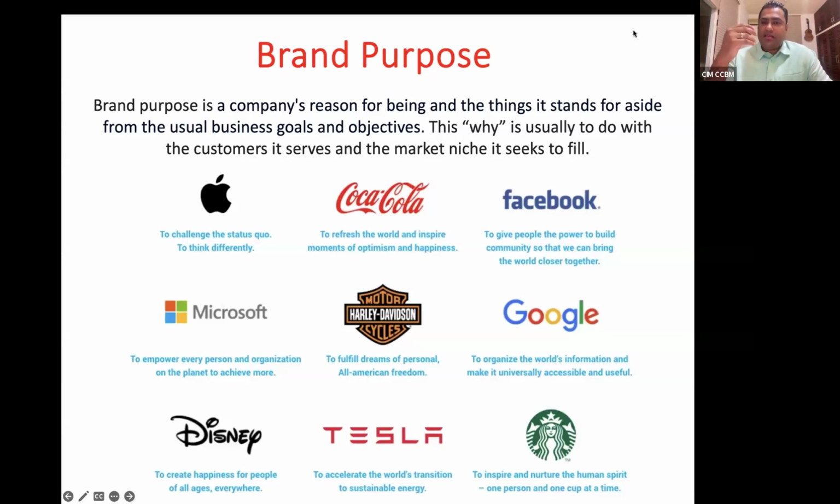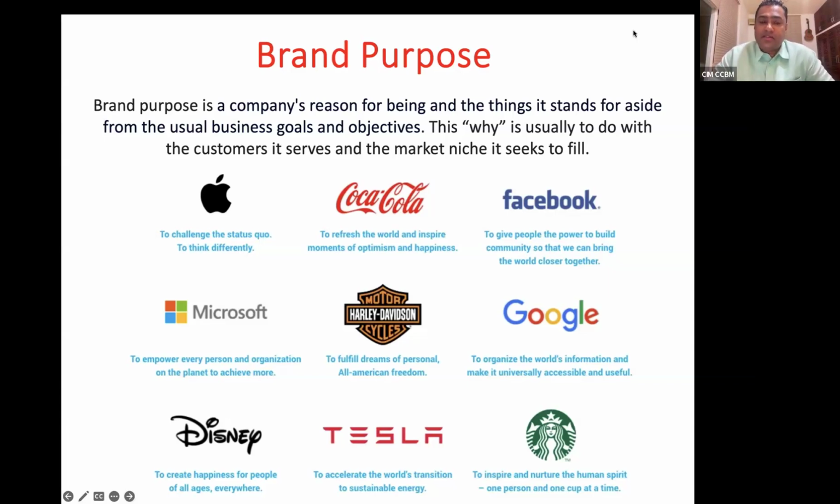This is why, right? Why are you doing this? What is the reason? So it is usually to do with customers it serves and the market niches it seeks to fulfill. So let's look at some examples of brand purpose statements. Apple's brand purpose: to challenge the status quo and to think different.